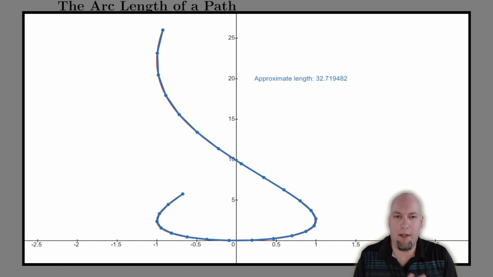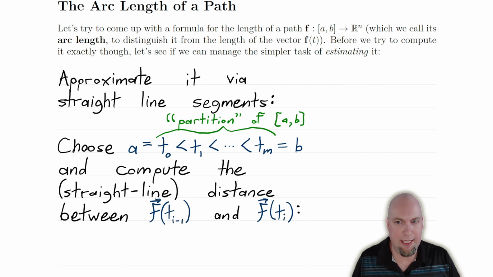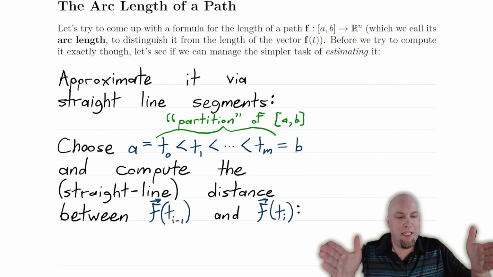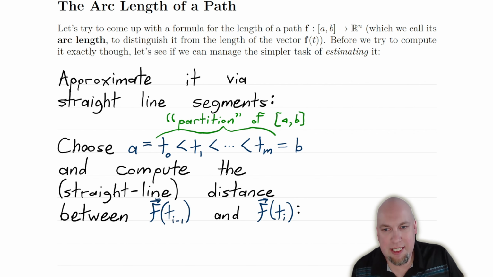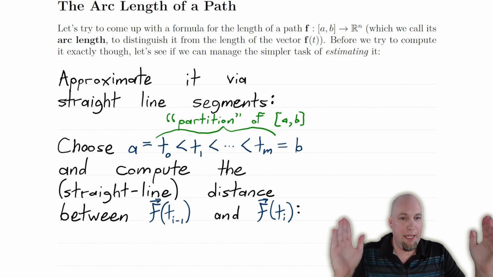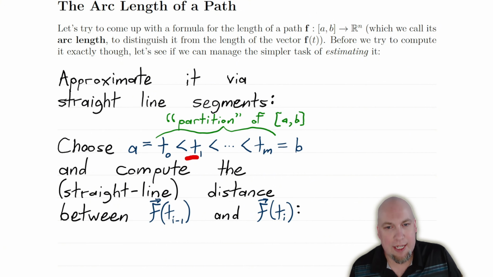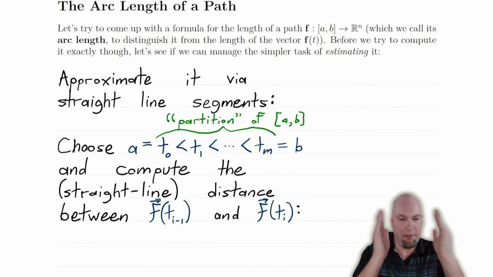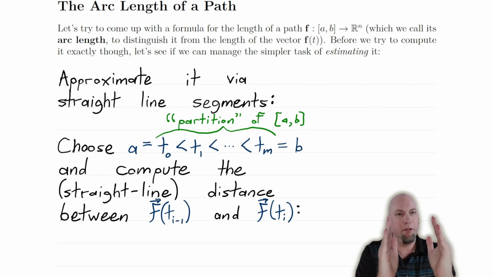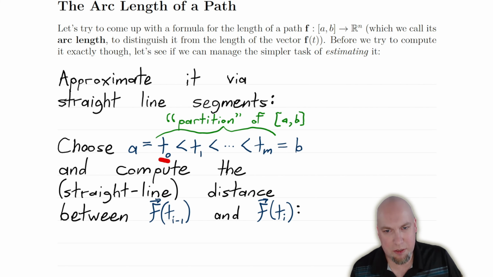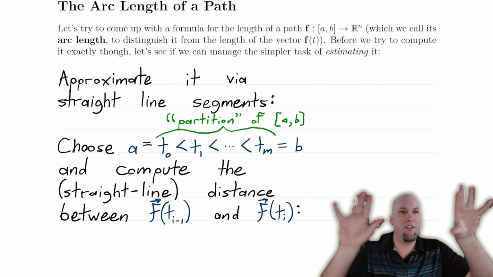Let's try to pin this down and write down some math that quantifies this idea. We're going to take this interval [a, b], in other words the domain of the function, and chop it up into m subintervals. So t0, the left endpoint, is a, and tm, the right endpoint, is b, and then I'm going to choose m minus 1 points in between: some t1, some t2, all the way up to t(m-1). I'm going to chop the interval [a, b] at those points. When I do that, I'll have m subintervals: the interval from t0 to t1, from t1 to t2, and so on.